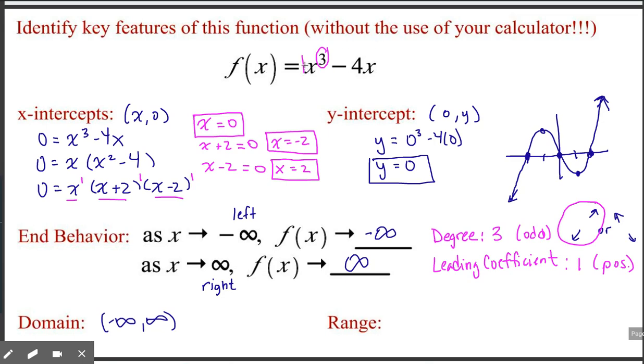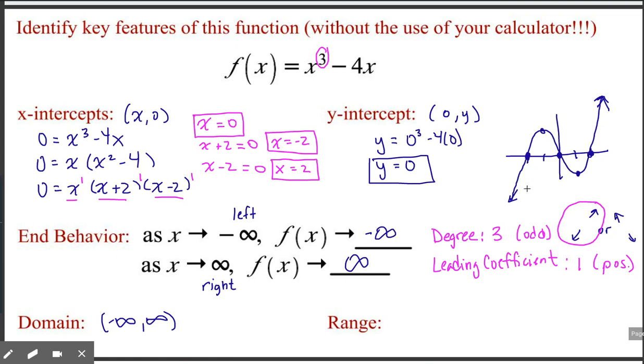and that visual is helpful, but I can also be thinking about what I'm asking of my inputs. I'm taking an input value and I'm cubing it. I can cube positives and negatives and 0 with no problem. I can use that same sort of thing to examine what would happen if I took -4 times an input. All numbers would be possible.